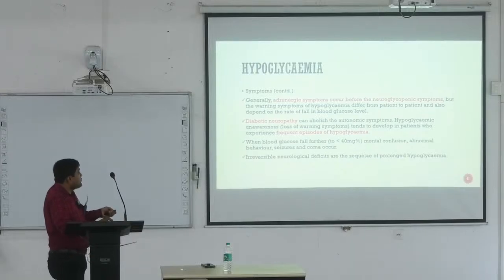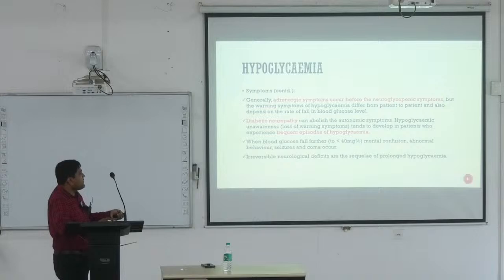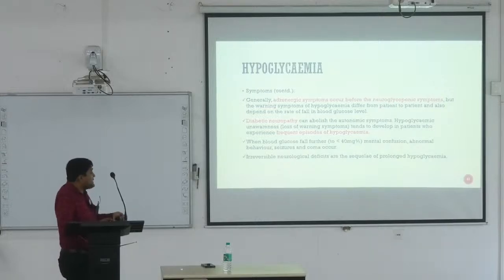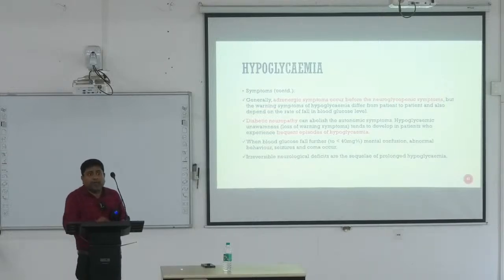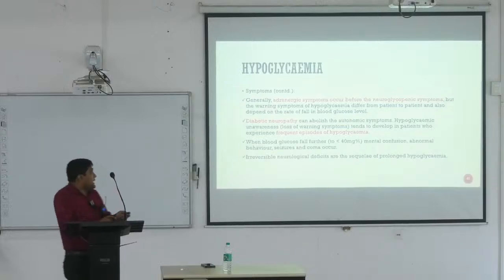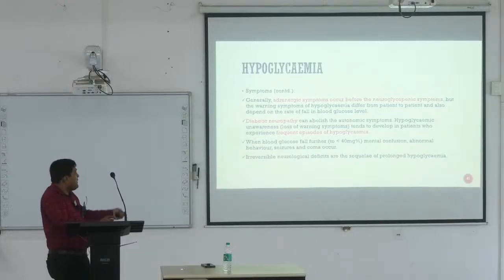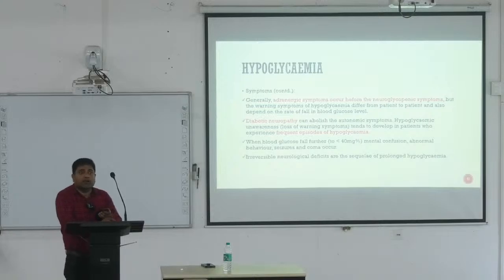Now, when the blood glucose level goes below 40 milligrams per deciliter, the patient can have mental confusion, abnormal behavior, seizures, and coma. And if the hypoglycemic symptoms are not taken care of, in case of prolonged hypoglycemia, there can be irreversible neurological deficit.